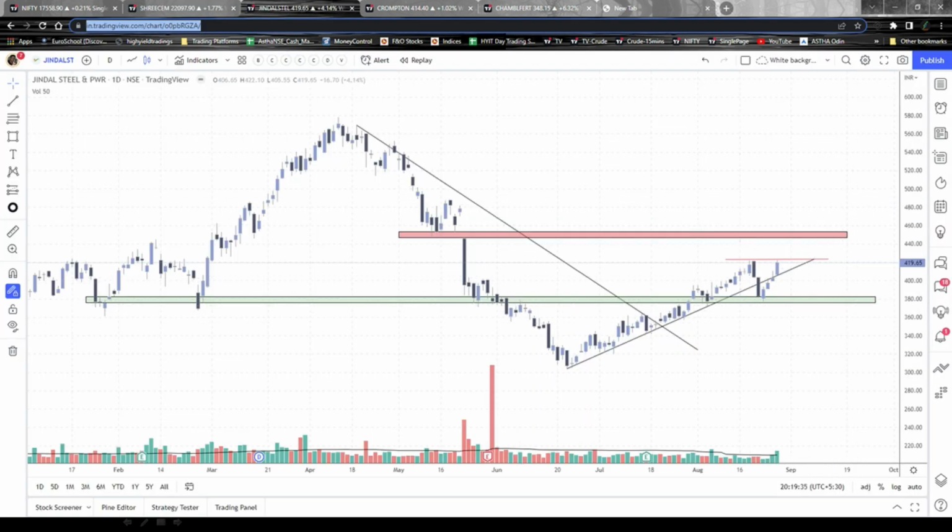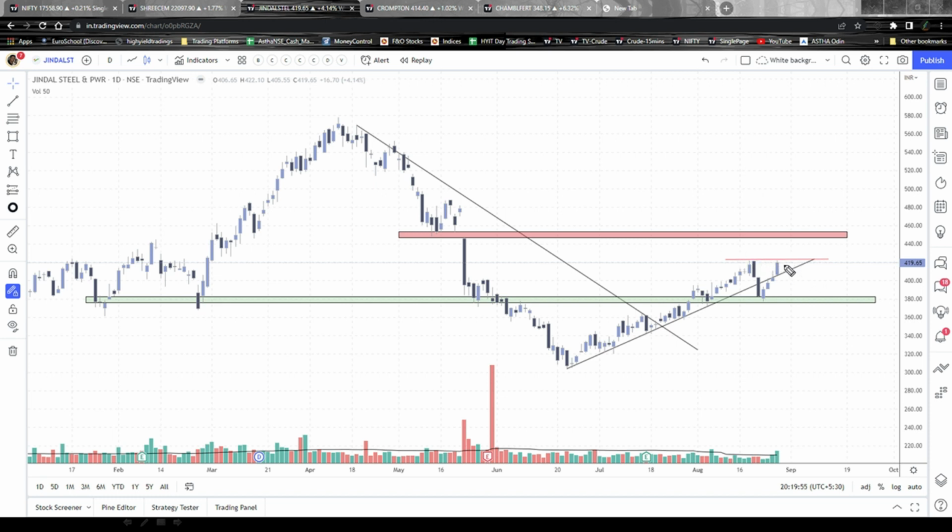Again, this green zone that you see here is a very strong support line, a support zone I would say, and as you can see, it has taken support here and started moving up. Now, things might be a bit different here because what it is making at this resistance level is a double top.